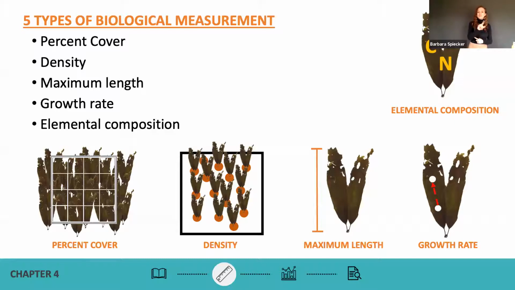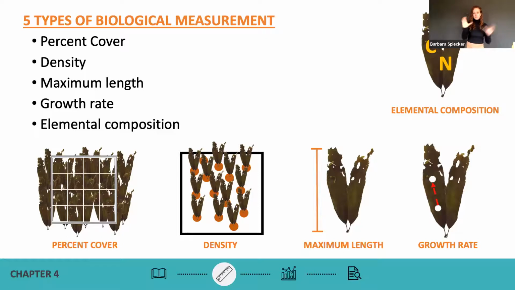At each site, I also documented the growth rate for Hedophyllum and Egregia, measuring that using the hole punching method. Basically, what the hole punching method looks like is I punched a hole near the meristematic region at the bottom of the algae, allowed it to grow for a month, and then measured the distance between that hole and the meristematic region the following month.